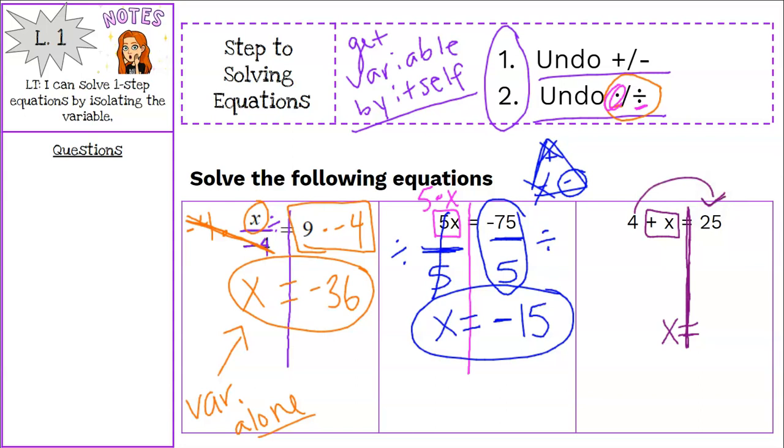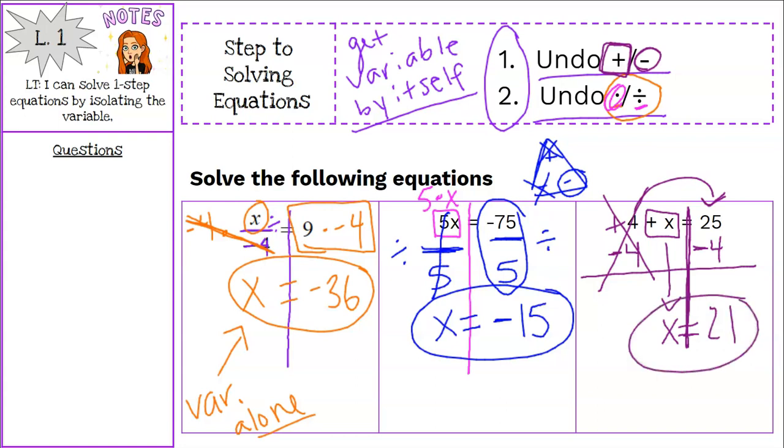So if you remember, we can put a plus sign in front of this 4 to remind us that it's positive 4. So to undo a plus or undo a positive, we have to use the opposite, which is subtraction. So to undo this positive 4, we're going to minus 4, and then minus 4 on the other side. 4 minus 4 is 0, leaving us with just our x. And then 25 minus 4 is 21. So x equals 21. That's all the notes I have for you.